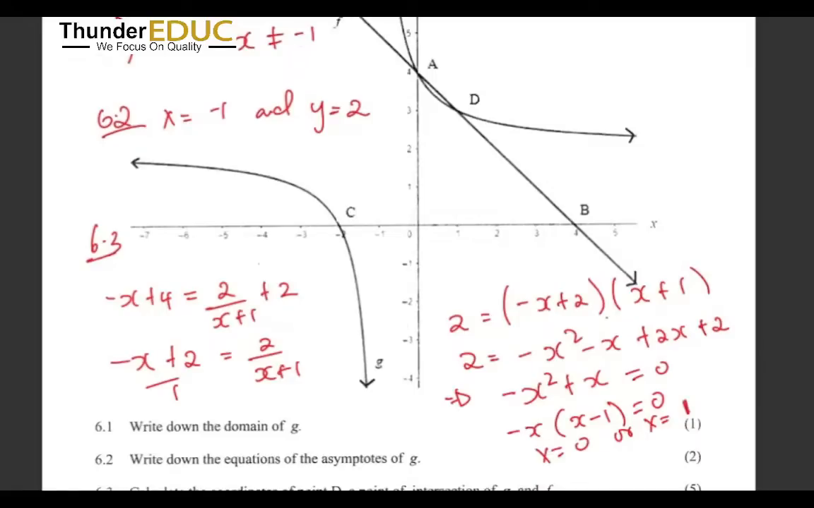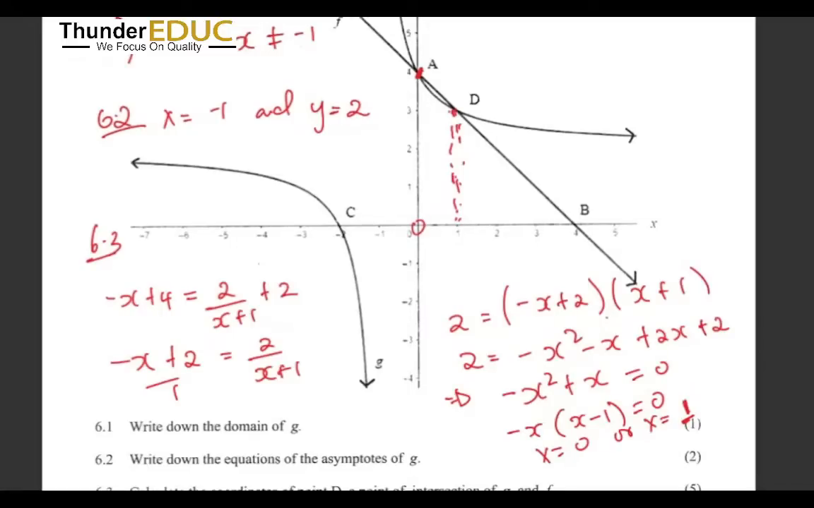So x is a 0 is this point A where x is a 0. That's where the two graphs are meeting. And which means that our point D is the point where x is a 1. Okay. Literally the graph is not to scale, but it could lead us to somewhere there.